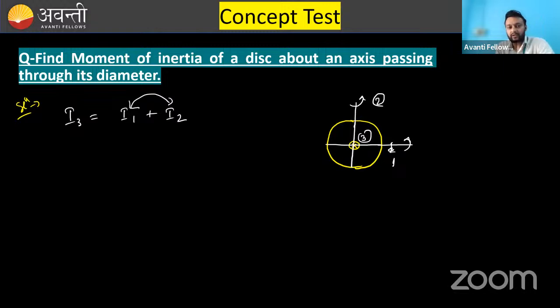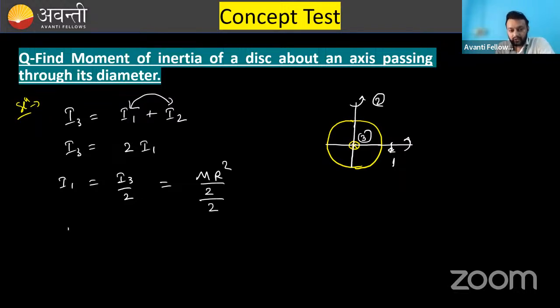So they are similar. So I will write I3 is equal to 2 times I1. So I1 is I3 by 2. And what is I3? I3 is the moment of inertia about that given axis, that we know, that is MR squared by 2. Divided by 2, so I is MR squared by 4.